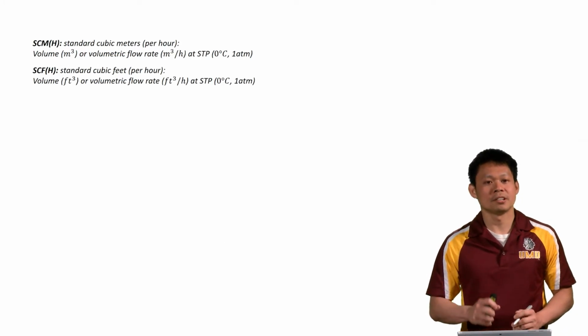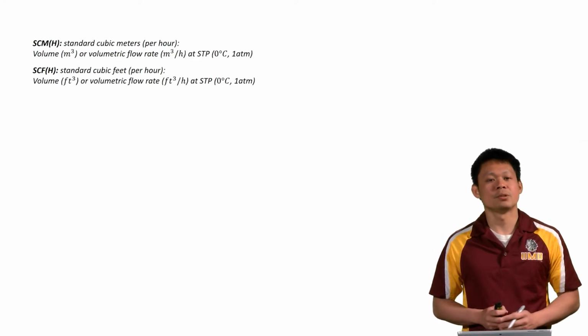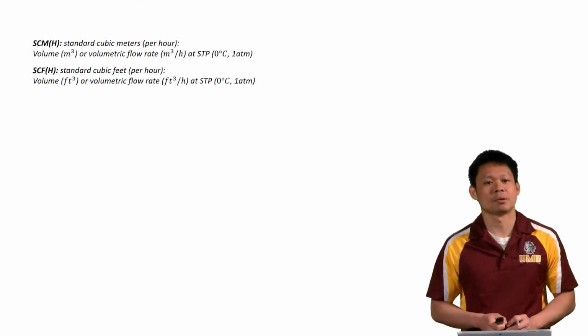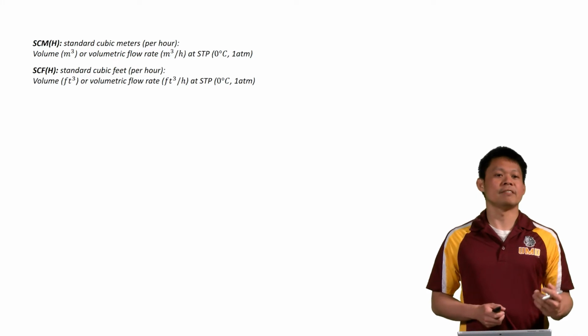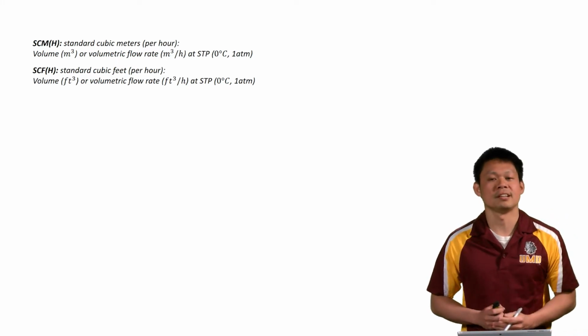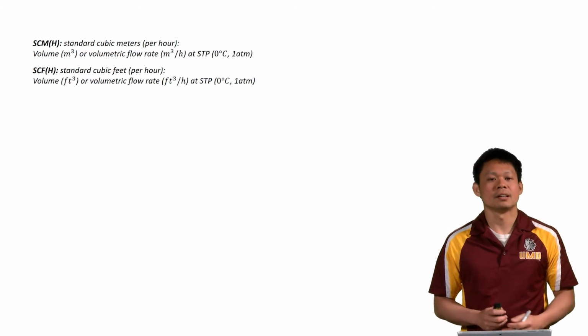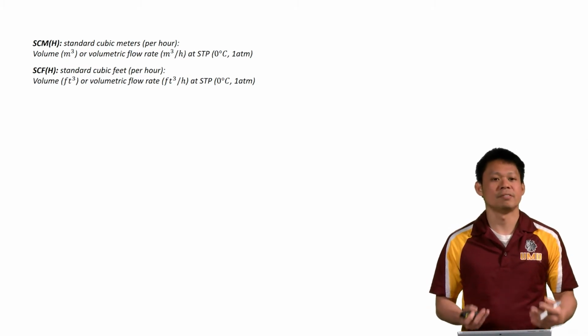One more concept here. This is a new concept, the definition of volumetric flow rate. You might see this in some of the problems: SCMH, SCFH. One is in SI units, one is in English units. SCMH is standard cubic meters per hour, and SCFH is standard cubic feet per hour.